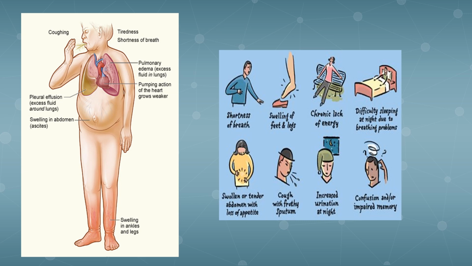Same thing, shortness of breath, swelling of feet and legs. There's lack of energy. There's difficulty in sleeping, that is dyspnea. Okay. Difficulty sleeping at night due to breathing problems, due to dyspnea. The patient is unable to sleep properly. There's swollen or tender abdomen, that is ascites. There's loss of appetite. There's cough with sputum. There's increased urination at night. There's confusion and impaired memory. Okay. So the patient of congestive cardiac failure will present to you with such signs and symptoms.